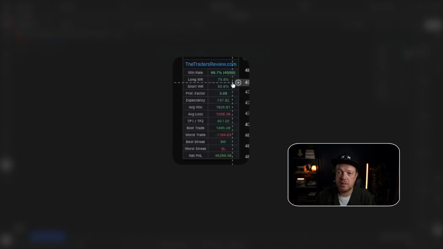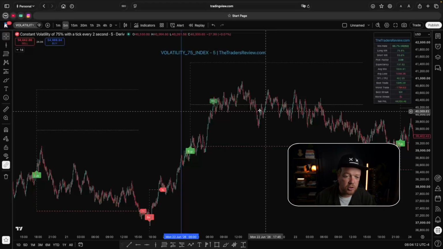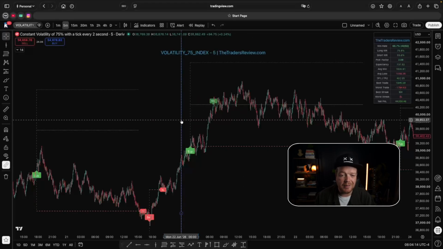You can also see the shorts win rate and the long win rate, the profit factor, the expectancy, and then of course your average win and your average loss. How many trades went to TP1, how many trades went to TP2. Okay, so I'm going to show you from Monday the 22nd of June 2026, and we are going to look at the trades, how it was.